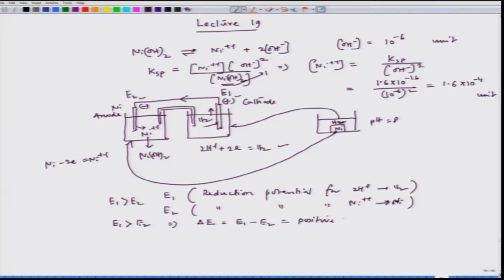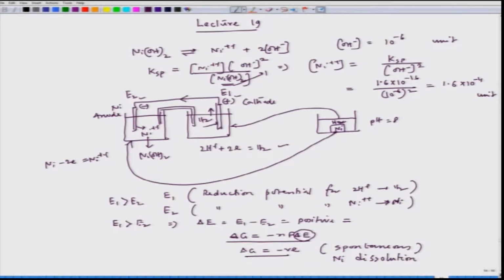And if it is positive, then since we know del G for the reaction is equal to minus nF del E, where del E is the cell potential, and if this is positive, then del G would be negative, and once we get del G to be negative, we can say that the reaction is spontaneous. And since we are considering nickel dissolving, nickel dissolution, or nickel corrosion, is spontaneous.